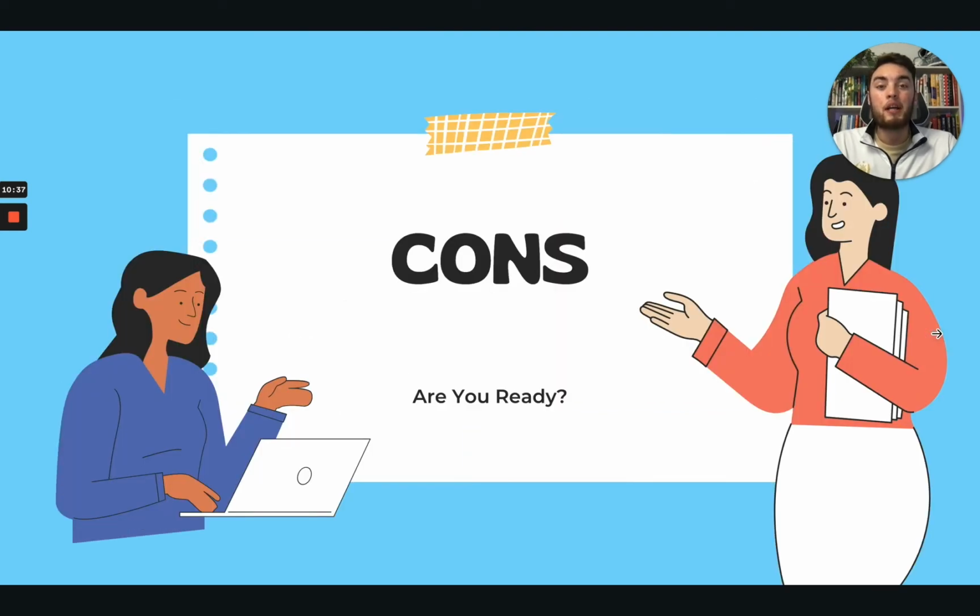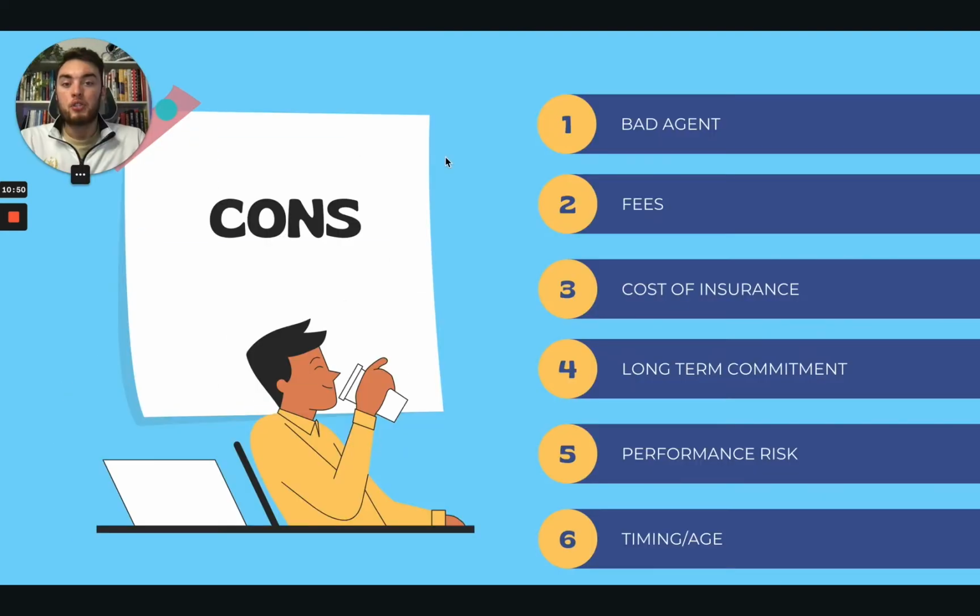Now let's start talking about the cons of the IUL. So some of the cons of the IUL are that there are bad agents out there. And if not structured correctly, the fees can absolutely ruin your policy. And depending on your age and your health, the cost of insurance could also ruin your policy as well. And there are long-term commitments, which I'll get into. And there is performance risk. Also, it all depends on your timing and age. This could definitely be a negative impact on your policy.